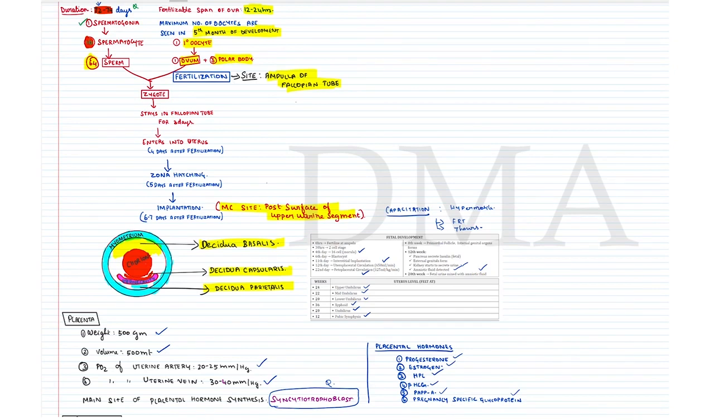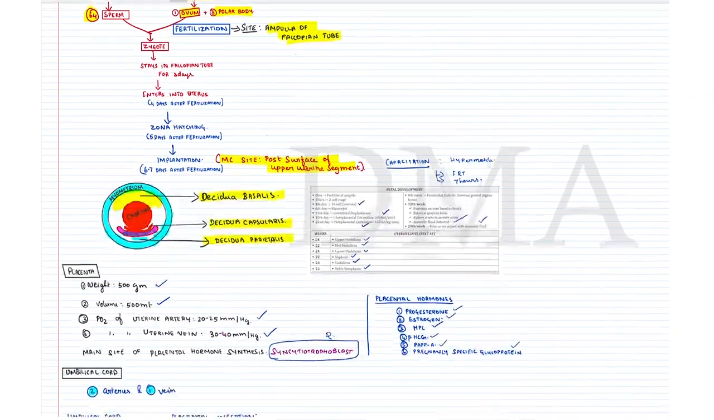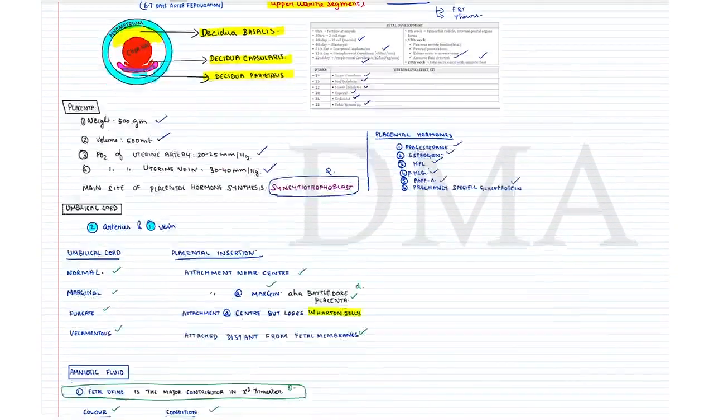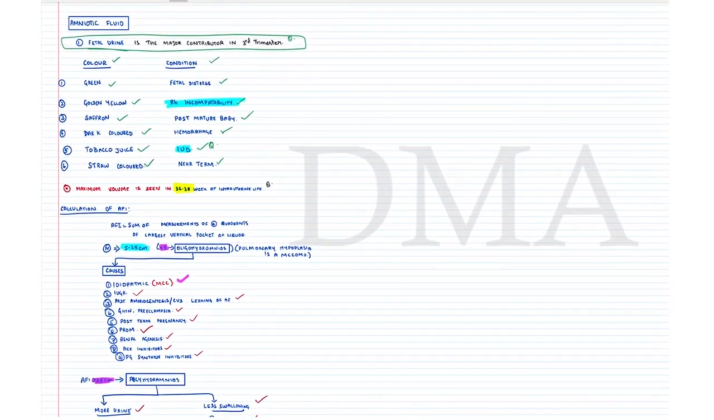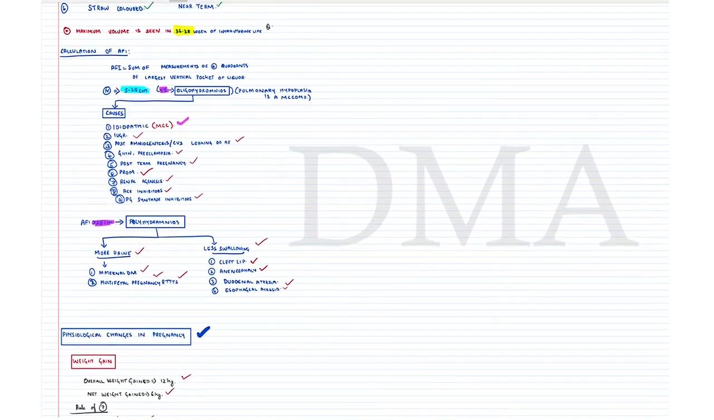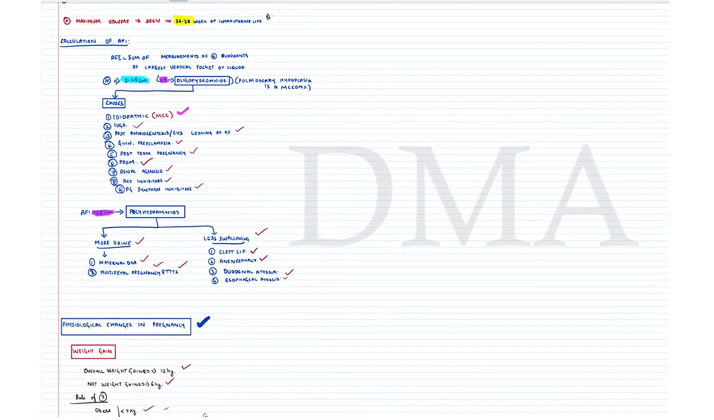And placental hormone synthesis is basically in the syncytiotrophoblast. Most commonly they will ask about beta HCG, that is your syncytiotrophoblast, you should never forget. The umbilical cord contains 2 arteries and 1 vein. For amniotic fluid index, normal is 5 to 25 centimeters; less than 5 centimeters is oligohydramnios, and greater than 25 centimeters is polyhydramnios.